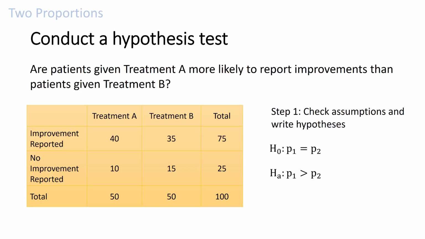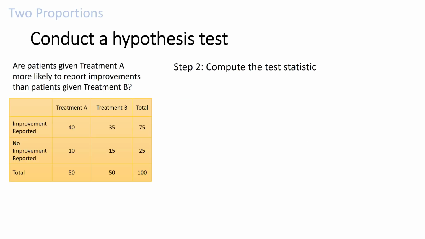Step 2 is to compute the test statistic. The calculations for this can get a bit complicated, which is why we recommend that you use Minitab Express whenever possible. I'm going to try to color code the equations for this example, so hopefully that will help you follow along with each step.